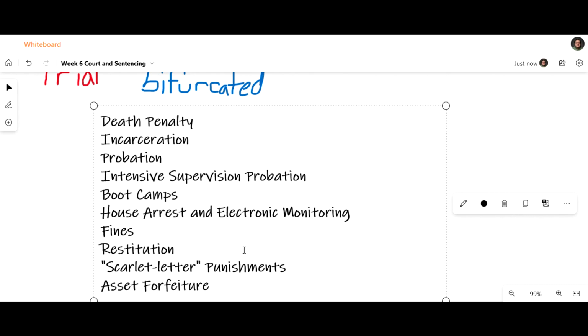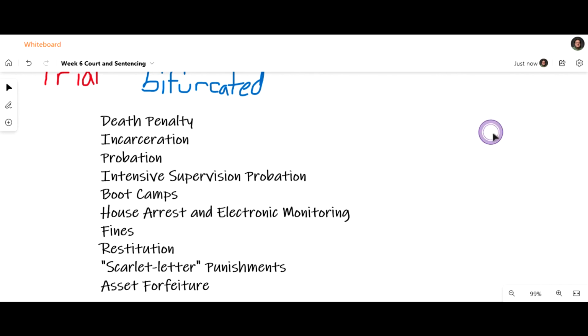Okay, so these are the types of sentences that our textbook puts forward, and I just want to touch on some of these, specifically ones that might not be familiar. Death penalty, I think, is pretty familiar to most people, as well as incarceration. Death penalty, a person is able to be put to death or life imprisonment if something changes. Incarceration is they're simply removed from society and put in a place like a prison.